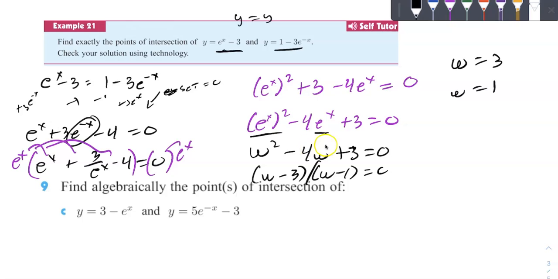Remember, that wasn't our question. W is e to the x. So rewrite it. E to the x equals 3, and e to the x equals 1. Like that.